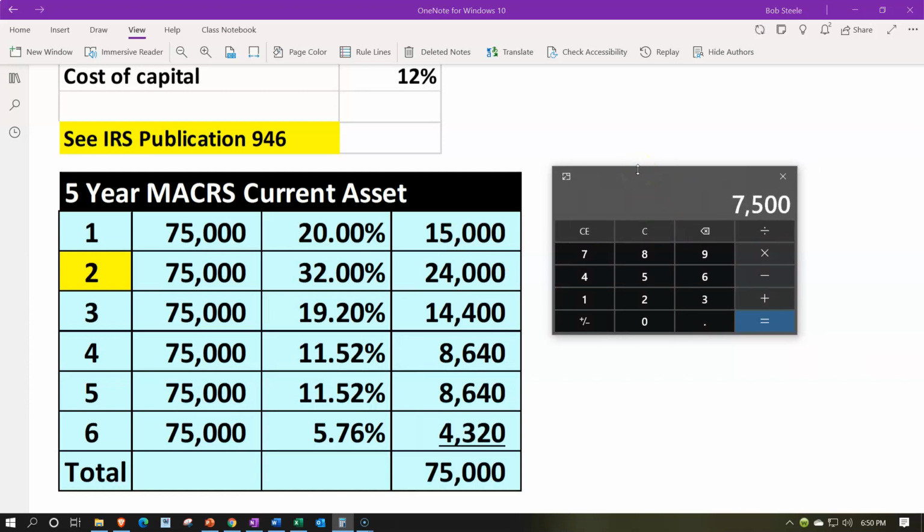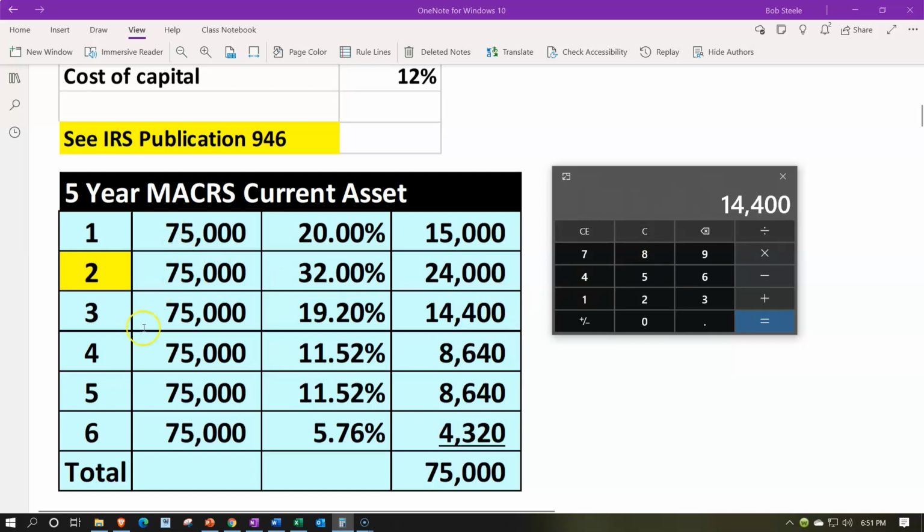So the 75,000 cost times the 0.2 would be the 15,000. That's the amount of the 75,000 that we're allocating as an expense that we get to deduct for taxes in year 1. Then the 75,000 times the 0.32 is the 24,000. The 75,000 times the 0.192 is the 14,400, and so on and so forth.